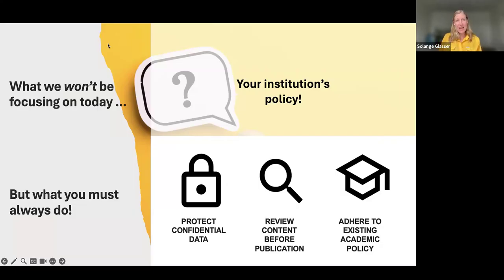All right, second thing, review content before publication. Again, up until now, and these things may change in the future, as of now, you are responsible for anything that is published or put out into the world. So it is always your responsibility, regardless of the tools or what we do with them, to ensure that the final output for dissemination or publication has been vetted by you, and that everything in there you are willing to sign off on. So that's point number two.